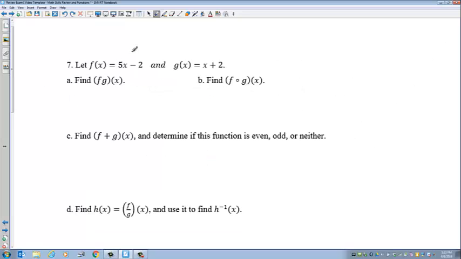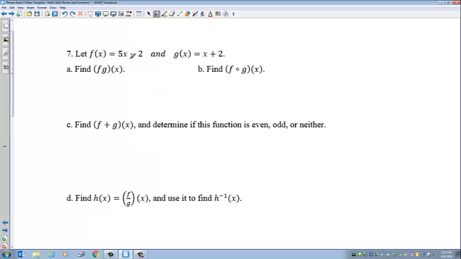The next problem, number 7, involves the algebra of functions. And so you're given 2 functions, f and g. And first we want to find f times g of x. So remember, that's equal to f of x times g of x. And so that's just equal to 5x minus 2 times x plus 2.